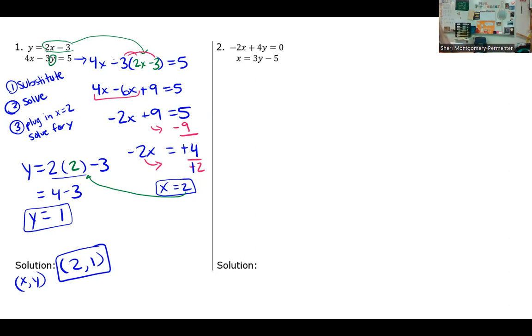So the next problem: is one of the equations already x or y equals? Yeah. So we already have x equals. So let's take this and plug it into the other one. I'm going to take that and plug it in. So I'm going to rewrite that top one, -2, and leave myself space, plus 4y is equal to 0. And I'm going to plug in that stuff. 3y minus 5.